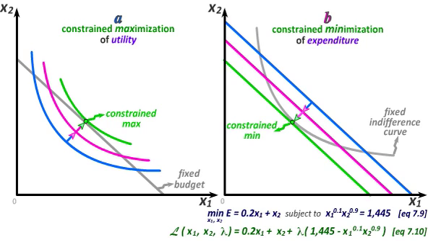In either case, so long as the solutions are interior solutions, we end up at a bundle where the marginal rate of substitution is equal to the ratio of the prices. When we complete our analysis of basic consumer theory in Chapter 10, we will see further evidence of this mirror image between the constrained maximization and minimization problems as captured in what is known as duality.